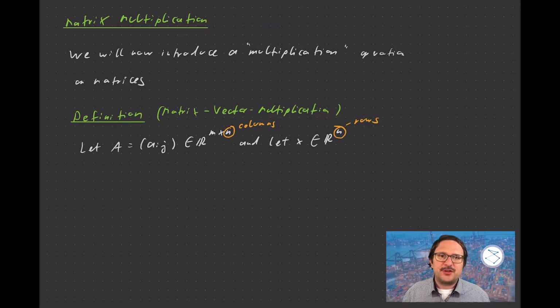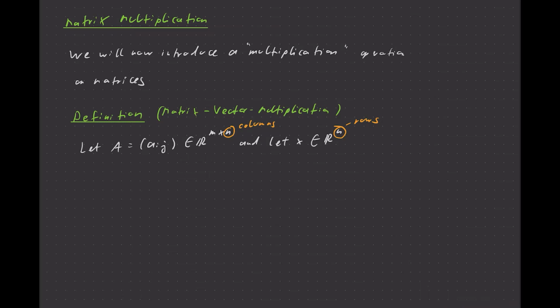And indeed, that will be a general theme. So these two numbers have to agree so that our matrix vector multiplication is properly defined. The number of columns of the matrix A must be the same as the number of rows of our vector x.